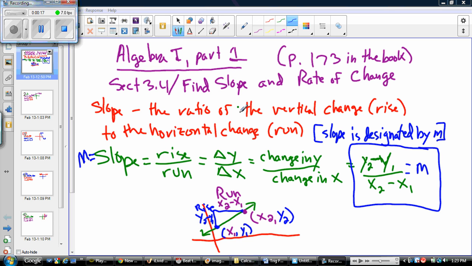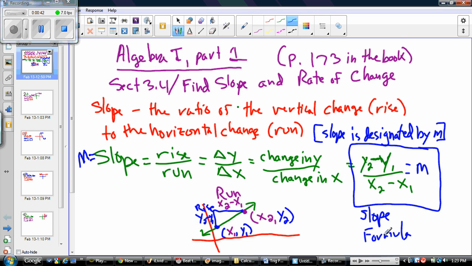Slope is going to be designated by the letter m. So m equals the slope, which is rise over run, that's a ratio. Rise is up and down, that's change in y, or delta y over delta x. X is left and right. So again, change in y over change in x. Now this here at the end is going to be known as our slope formula. And this is something we need to know.